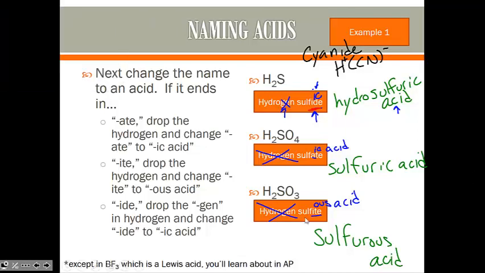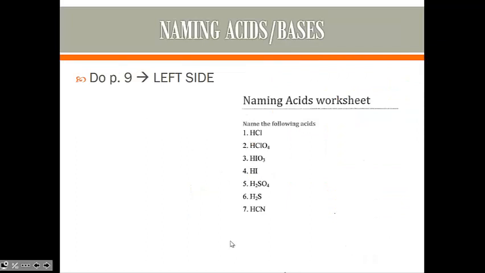In either case, as long as the anion's ending is ide, you will always change it to hydro something ic acid. If it's ate, you will change it to ic acid, and if it's ite, you'll change it to ous acid. With that, you're now able to do page 9 in your packet, specifically just the left-hand side.